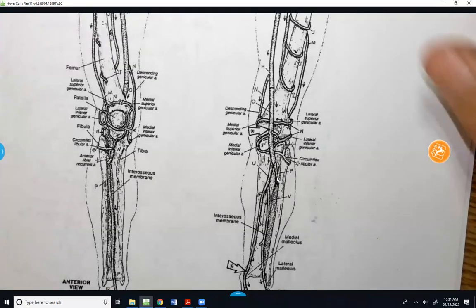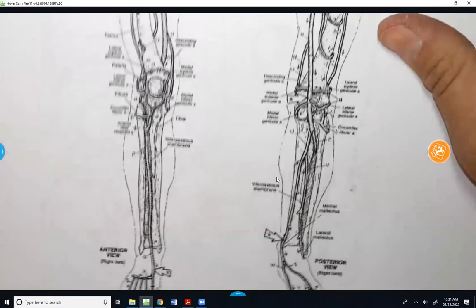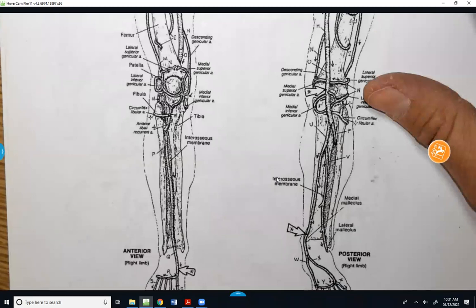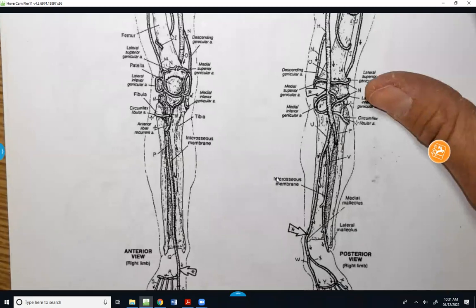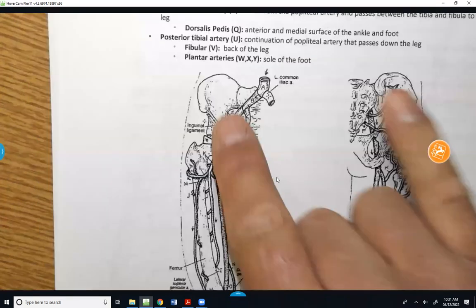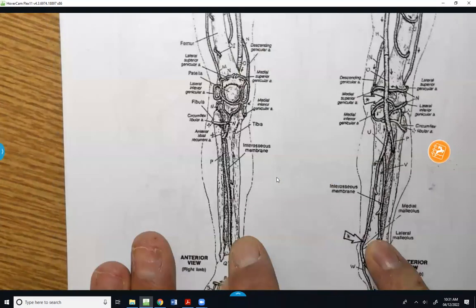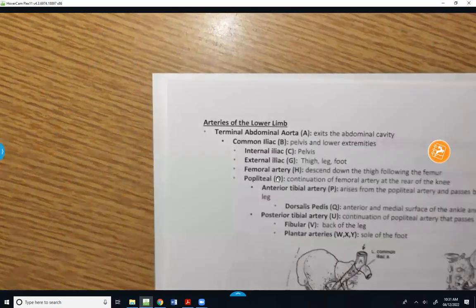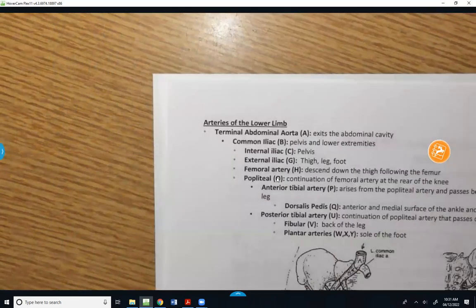All right, into the legs. Now, unlike the arteries that we just saw in the arm, where I only had an anterior view, here I've got a posterior and an anterior view. So we've got two views. Basically, what we'll do is just work from top down. And we'll start with the very end of the aorta, the terminal abdominal aorta, as I have it listed here.